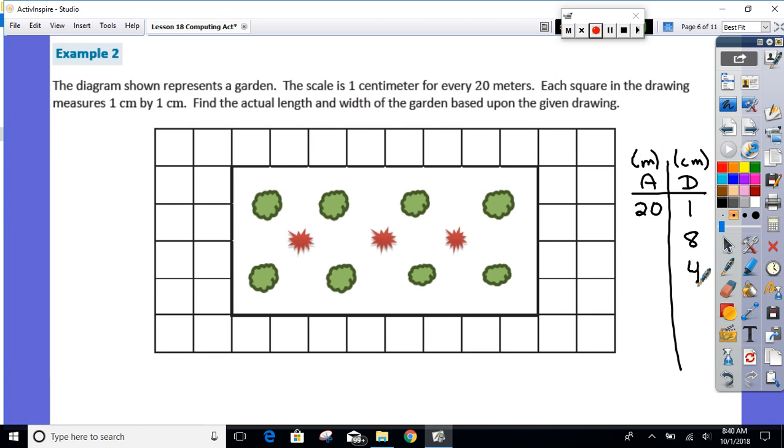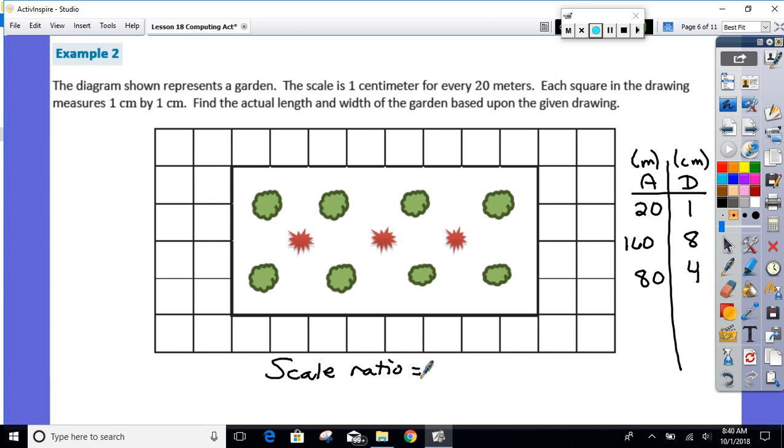Hayden, what length in the actual garden corresponds to 8 centimeters in the drawing? 160, good. 160 meters. And Andrew, what length corresponds to the 4 centimeters? 80. Okay, good. So that's all that it asked you to do, was to find the actual length and width of the garden. What would the scale ratio be, just based on the numbers we have in our table? This was not in the original problem, so I'm asking you this as something extra.